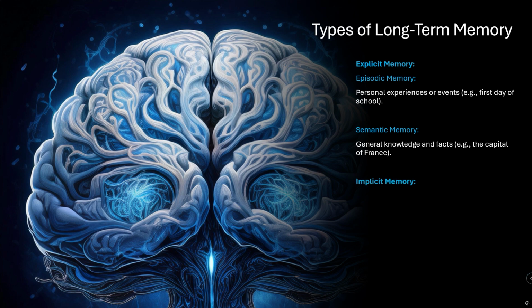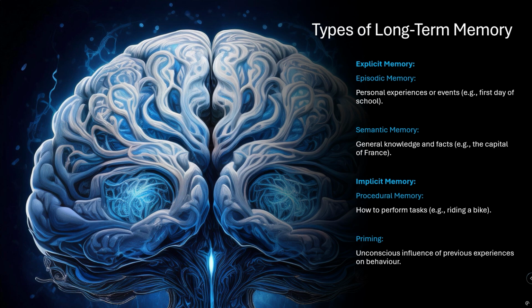Our implicit memory. So things like procedural memories, things like riding a bike, how to perform tasks. Could be how to fry an egg, riding a bike. Priming: unconscious influence of previous experiences on behavior.